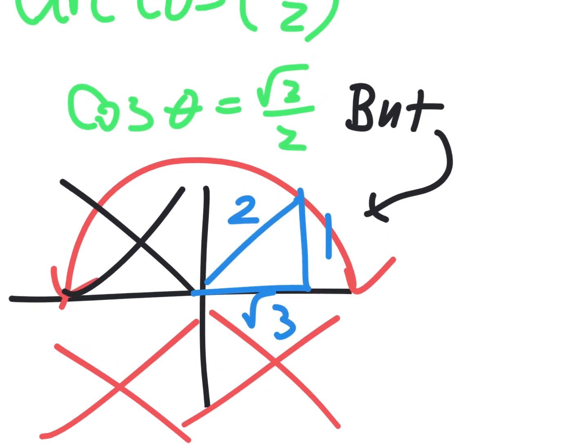It's a 30, and what's the same as a 30? Pi over 6. Who had pi over 6 as your answer? How many answers are you supposed to have? Only one. It's an inverse trig question. You're only going to have one.